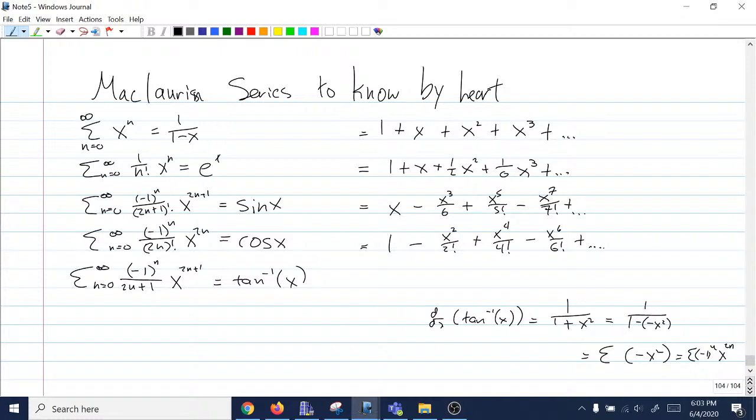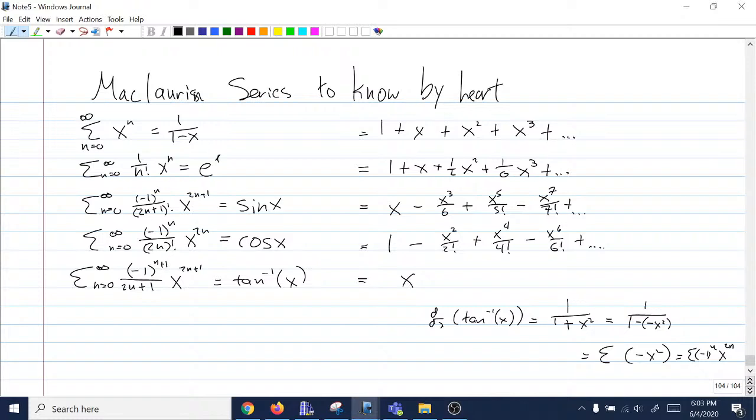Let me write out the first few terms and see if they're right. When n is 0, I get x to the 1 divided by 1, negative 1 to the 1. Okay, this is not right, because when I plug n equals 0, I get negative. It should be negative 1 to the n plus 1. It's the opposite of that.